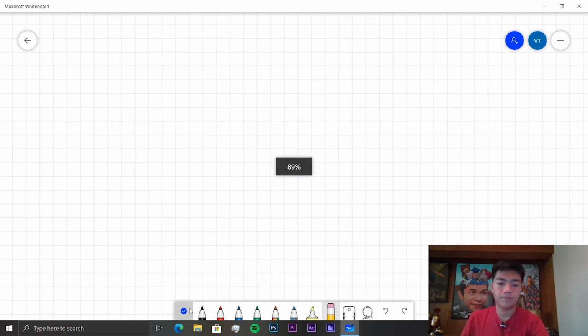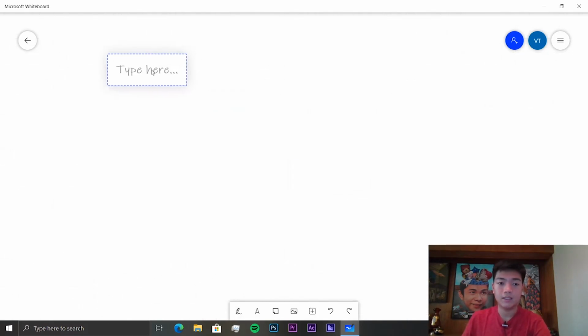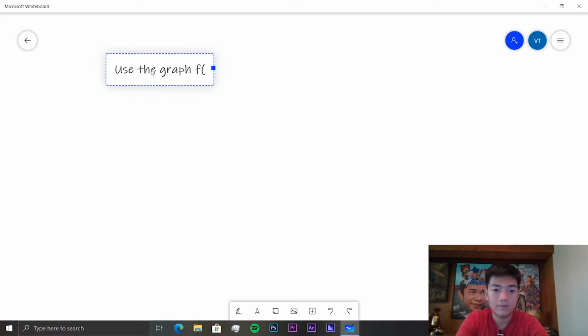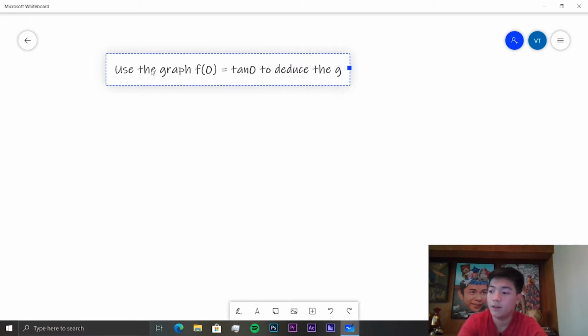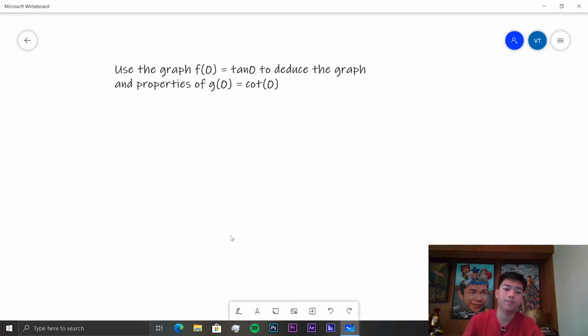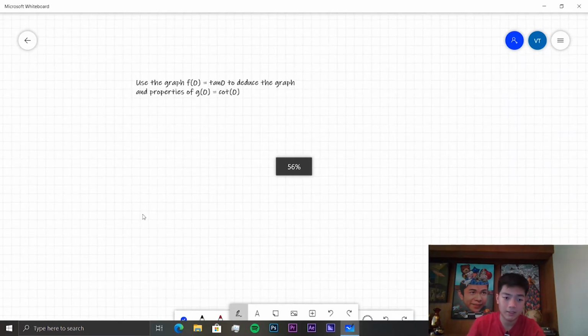So the first question, I guess we'll do an even one. So use the graph f of theta, I'm just going to say theta is 0, it's equal to tan theta, to deduce the graph and properties of g of theta is equal to cotangent of theta. So what do we know about the graph of tangent of theta?